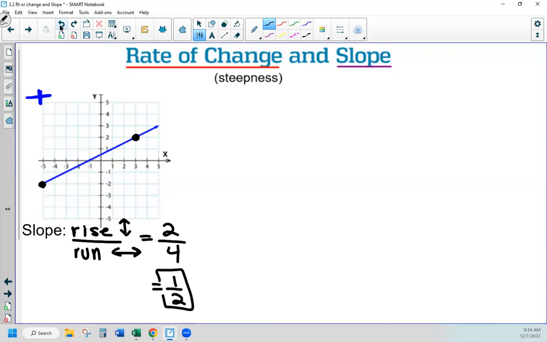What happens if you choose those 2 points, or points that are different from the ones that I chose? Let's see what happens. 1, 2, 3, 4. That's a rise of 4. And then my run would be 1, 2, 3, 4, 5, 6, 7, 8. It's a rise over run of 4 over 8. 4 over 8, once again, is reduced, when you divide them both by 4, it turns into 1/2. So you cannot do this the wrong way, okay? There's no way of choosing the wrong points.